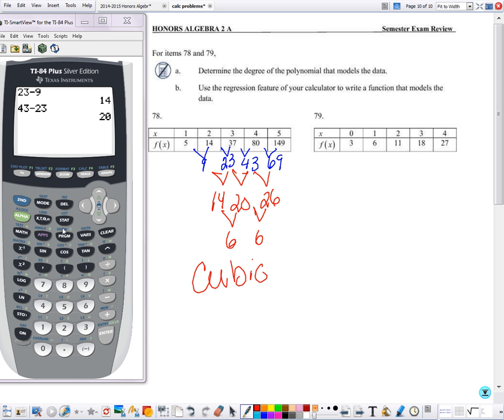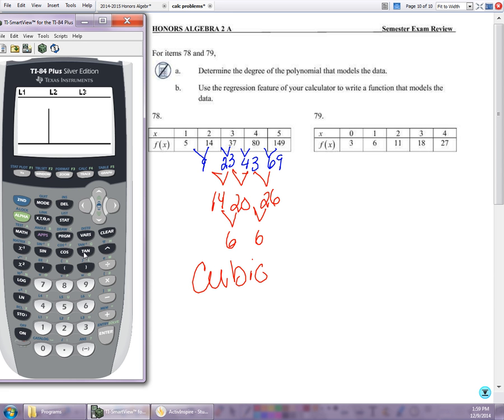So I'm going to go to the stat, edit, I need to clear out my prior list. So I'm going to go up to L1 and hit clear, enter. Do not hit delete. It will actually delete the whole column. You have to hit clear, enter. I'm going to type in these values. Type in the y values.